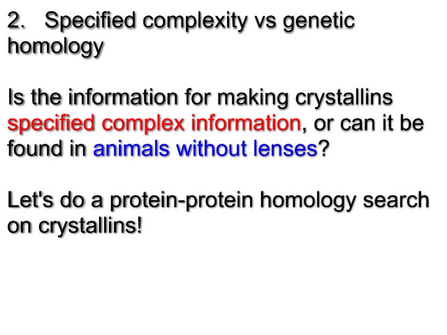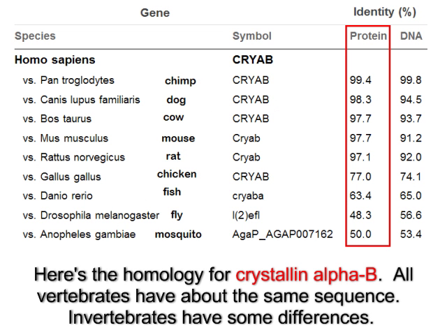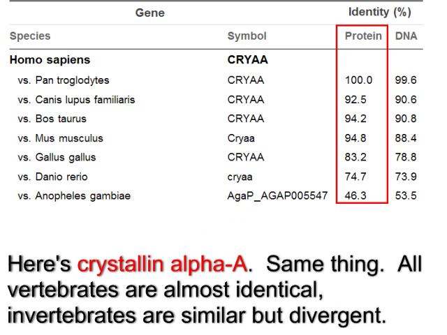Is the information for making crystallins specified complex information, or can it be found in animals without lenses? Well, let's do a protein-protein homology search on crystallins. Here's the homology for crystallin alpha B. All vertebrates have about the same sequence. Invertebrates have some differences. Here's crystallin alpha A. Same thing. All vertebrates are almost identical. Invertebrates are similar but divergent.